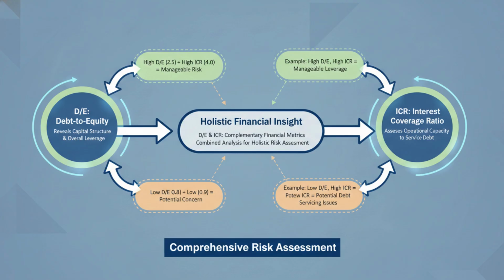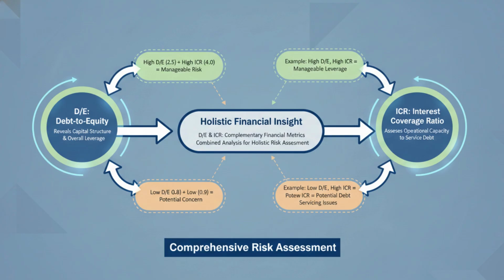Consider a scenario where a company has a high DE ratio, indicating significant leverage, but also a very high ICR. This suggests that despite its reliance on debt, the company is generating robust operating profits to comfortably cover its interest payments, making the higher leverage potentially manageable.